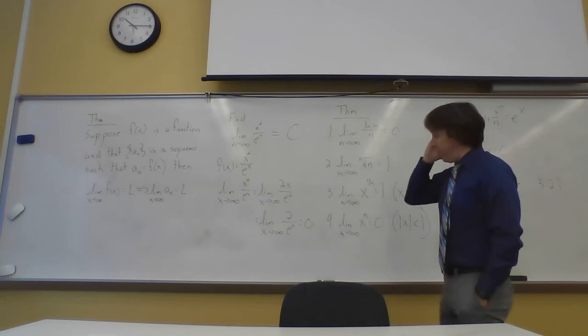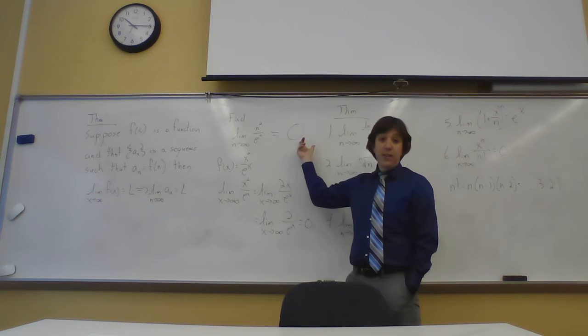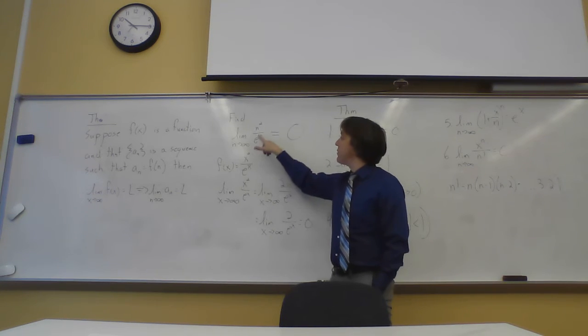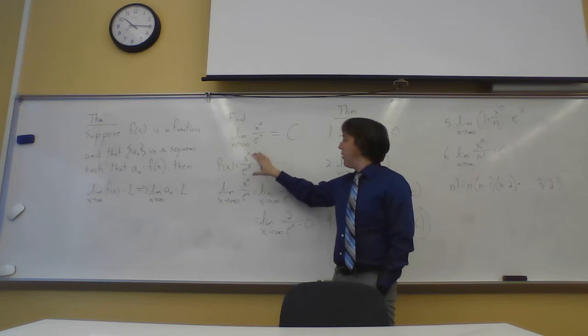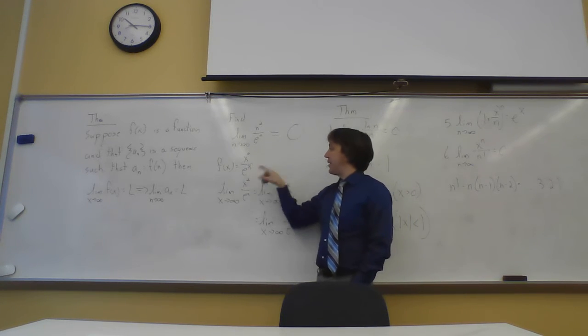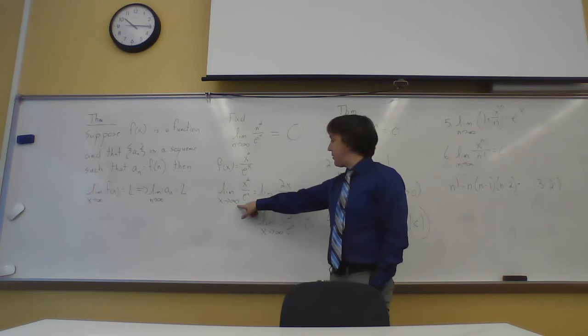All right, so a problem here, I want to find this limit. You can see I already put it 0. The limit as n goes to infinity of n squared over e to the n. So I just defined my function f of x to be x squared over e to the x, and now I'm evaluating its limit as x goes to infinity.